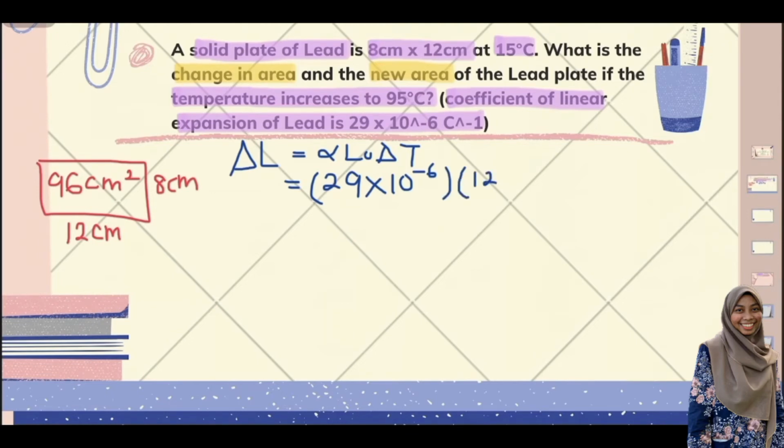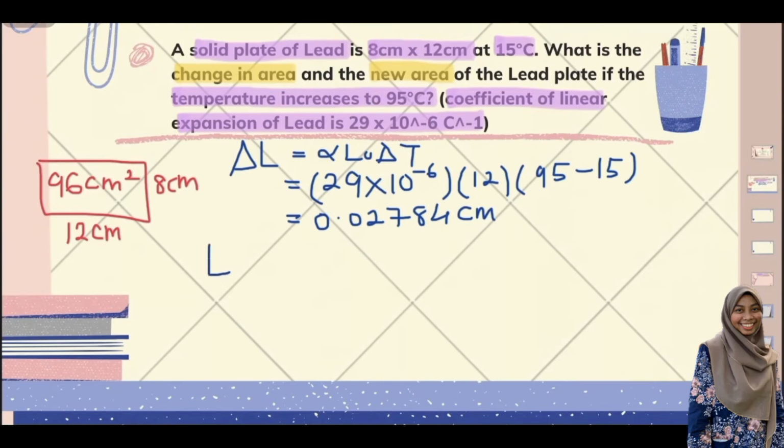is 12 times change of T, which is 95 minus 15, and the answer is 0.0274 centimeter.